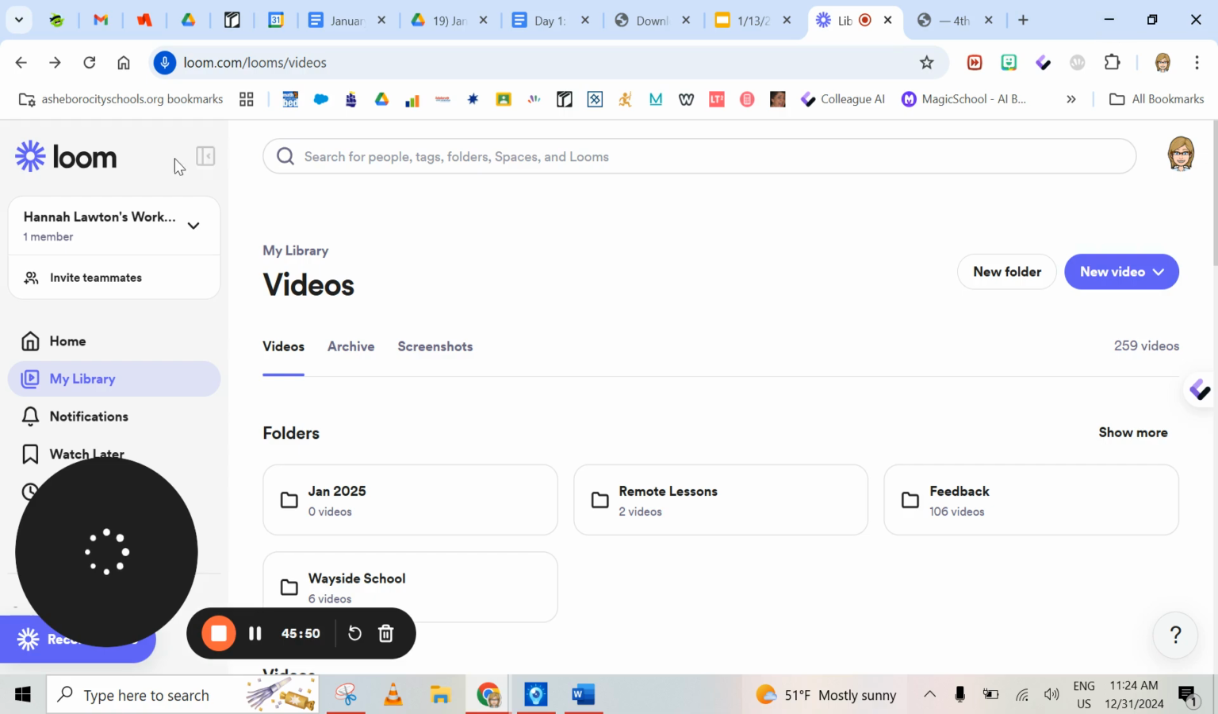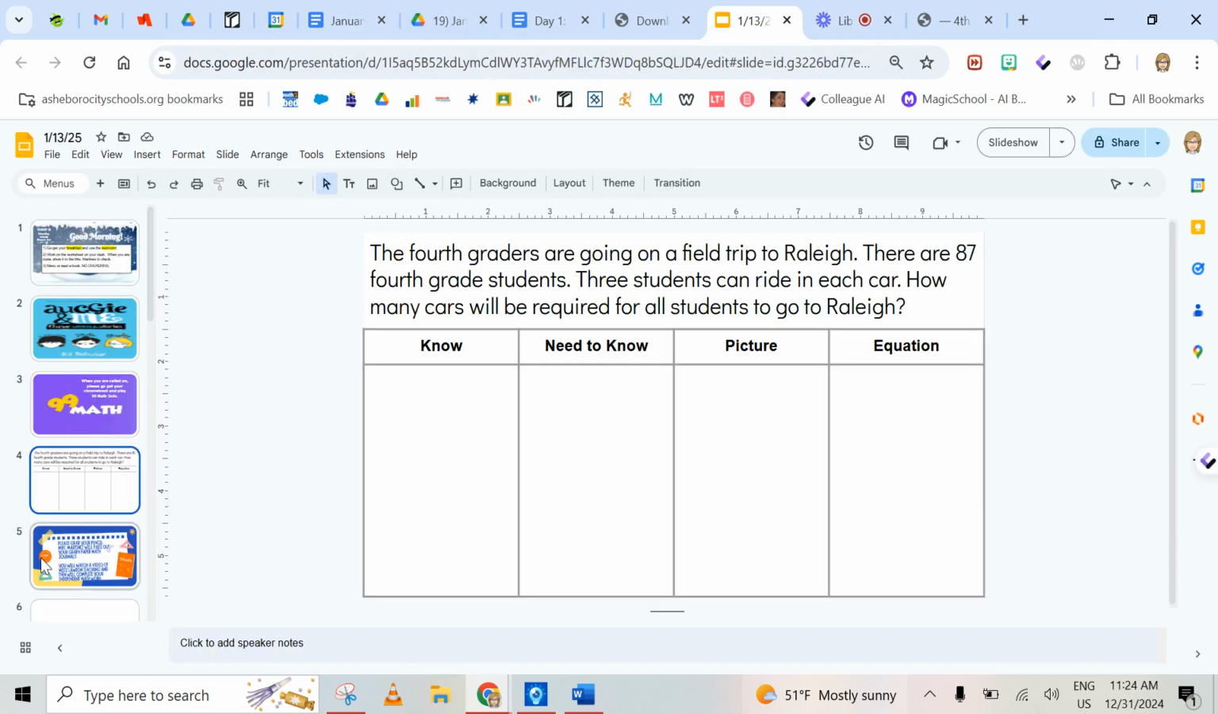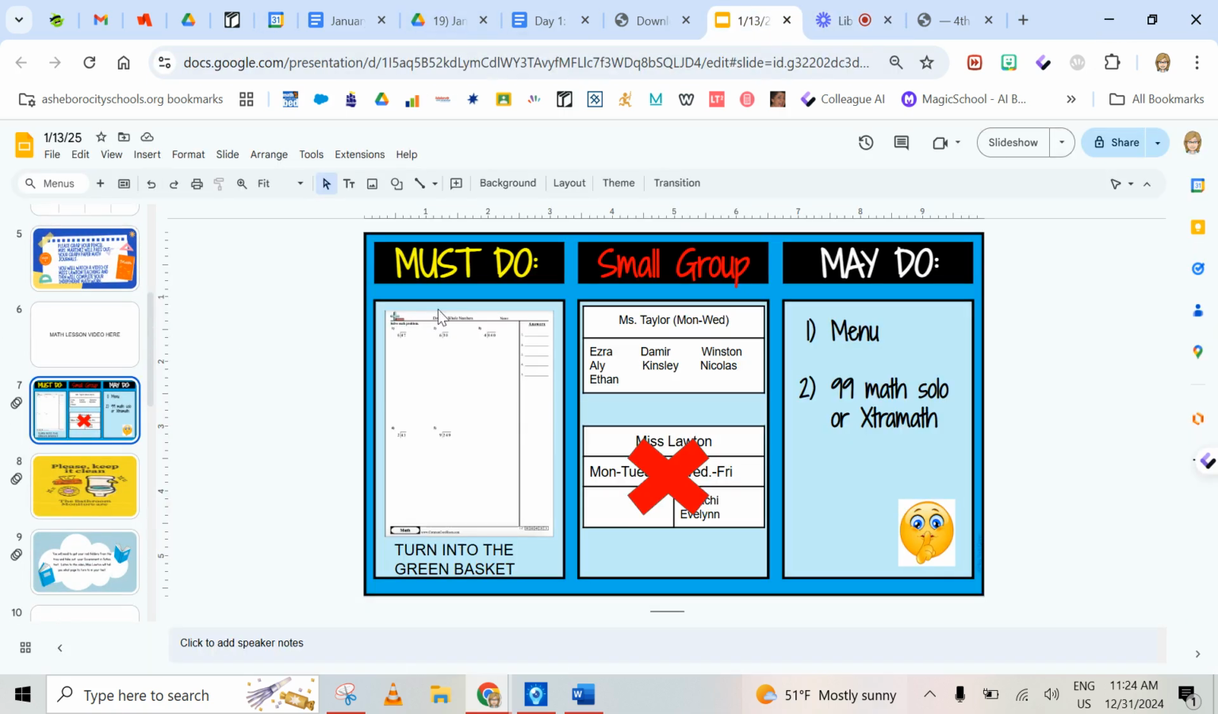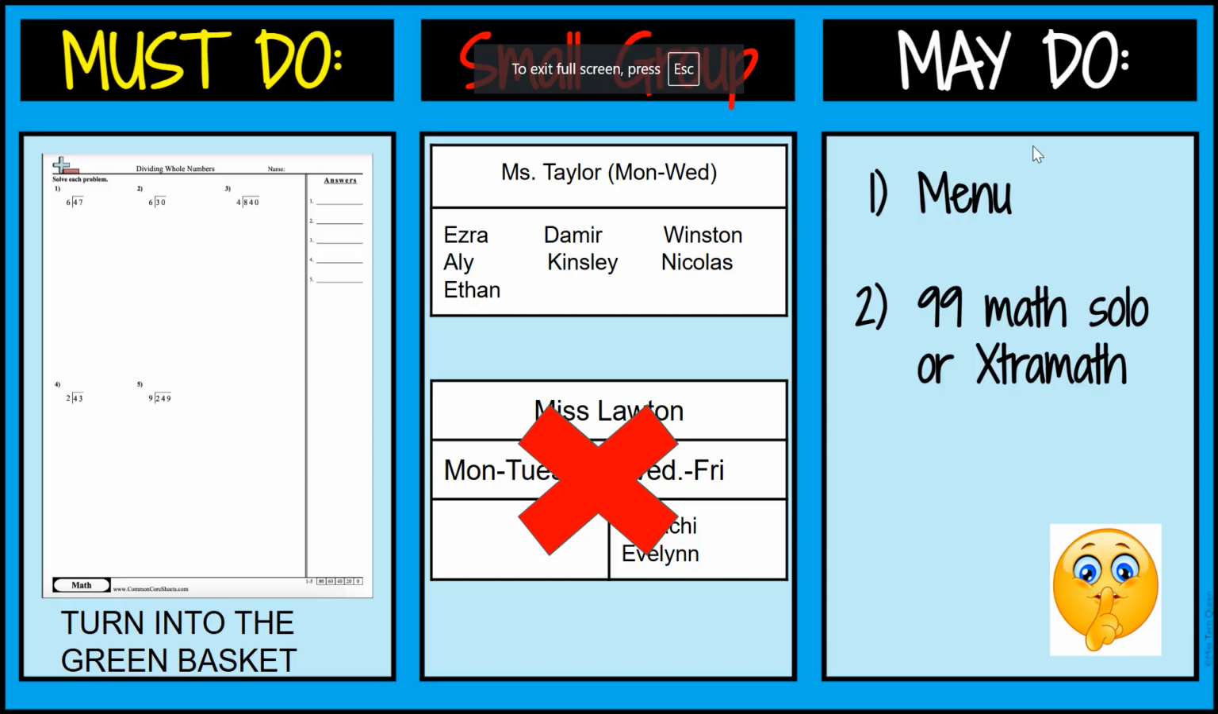Once you are done and all of them are correct, you are allowed to work on your menu or 99 Math Solo. Let me show you. There's a slide right here. Okay, so your must do is the worksheet, menu is your may do, and then 99 Math Solo or Extra Math. Miss Taylor should be pulling her group today. Now, you may go ahead and begin working on your independent work as soon as you get it. This is a quiet time, remember that.